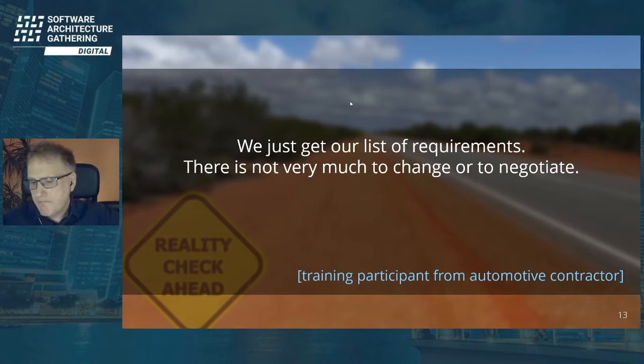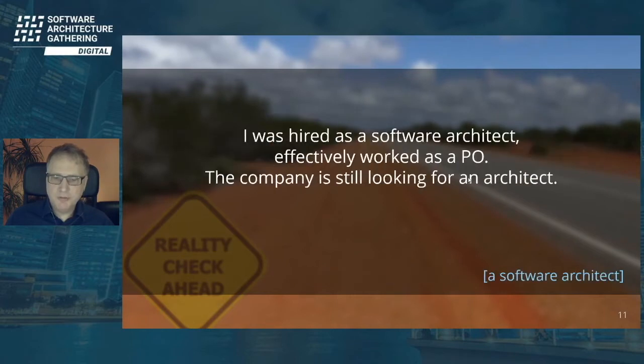So then a bit of the opposite part of the spectrum. This is usually something I hear from people working in automotive, especially small contractors. They just get a list of requirements. They have to work with this list. They don't do the things that people in the previous company do.